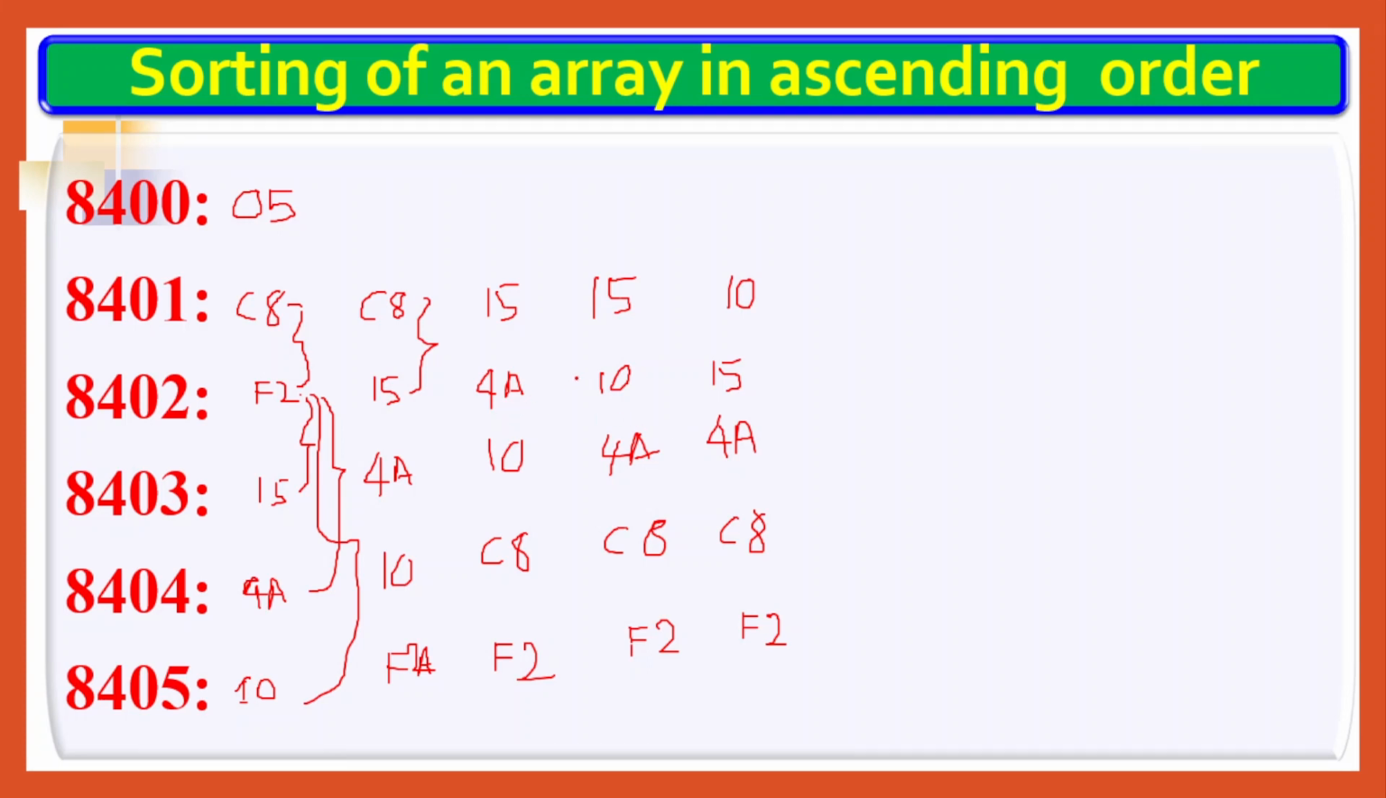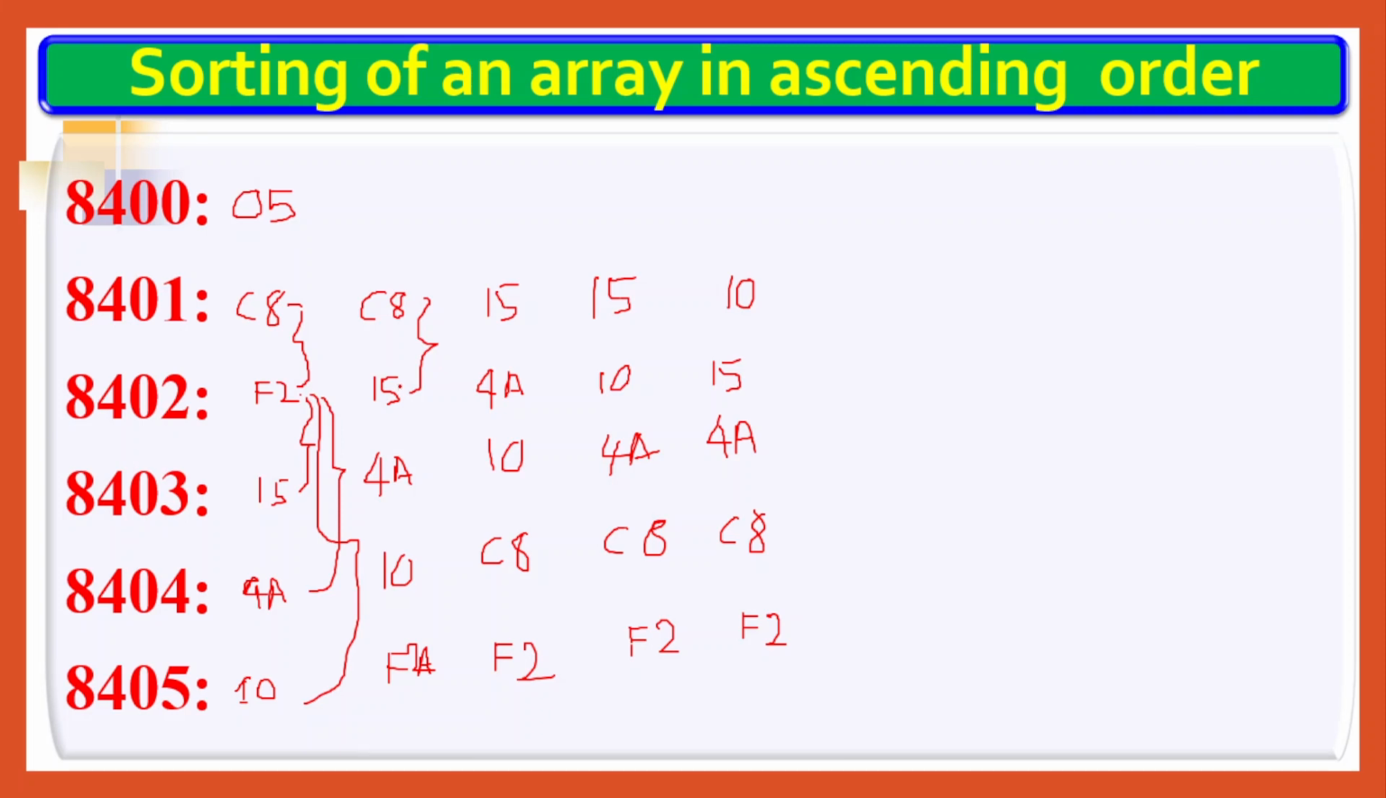So let's see how many sets of comparisons we needed. We need 4 sets of comparison. Within each set, how many comparisons do we need? In this case we have 5 elements, which means we need 4 sets, and within a set we need 4 comparisons: 1, 2, 3, 4. So if we have n elements, we need 2 counters. One counter is for the number of sets, and the other counter within a set is for the number of comparisons. Both are n minus 1.